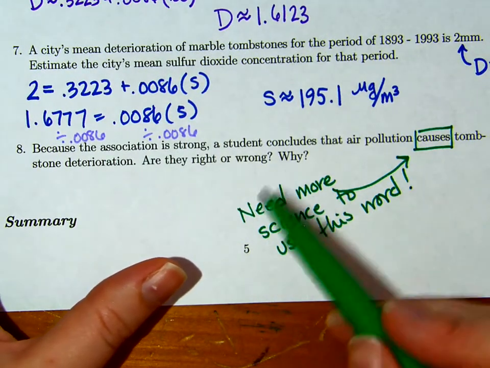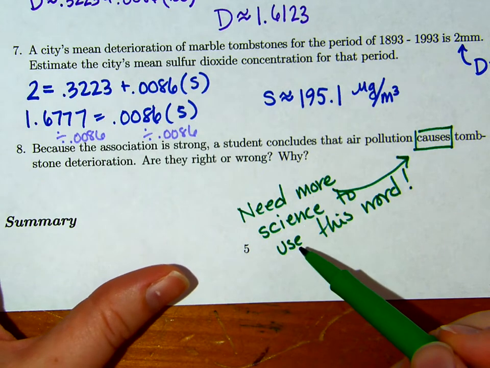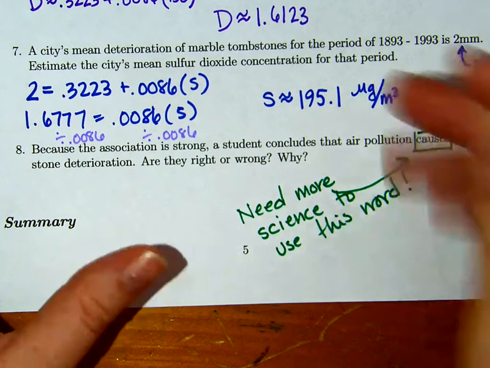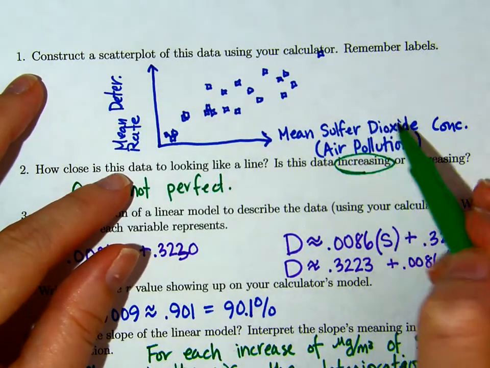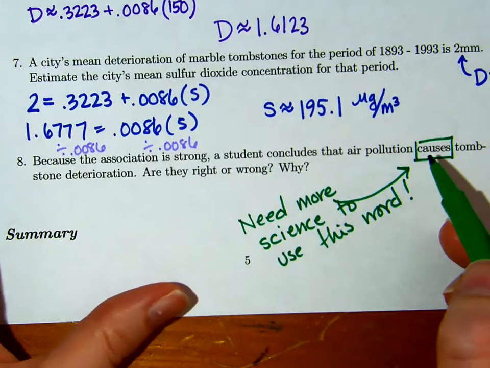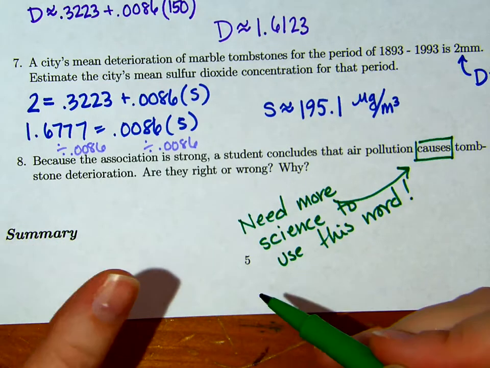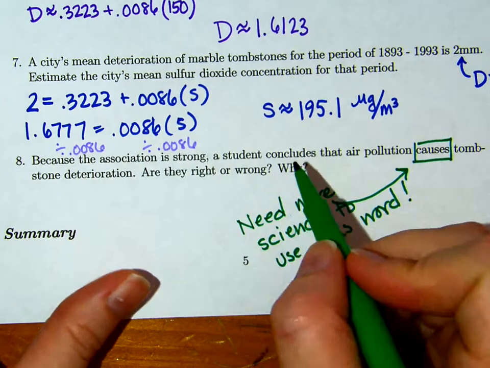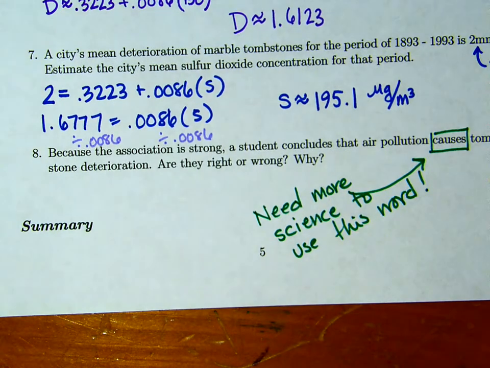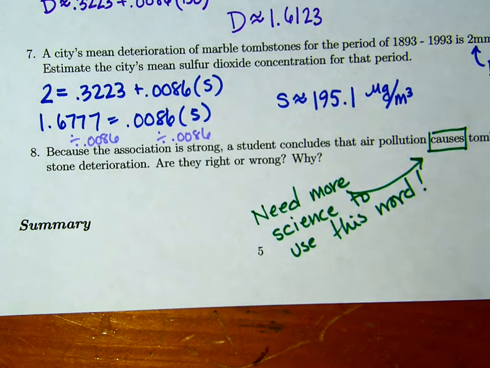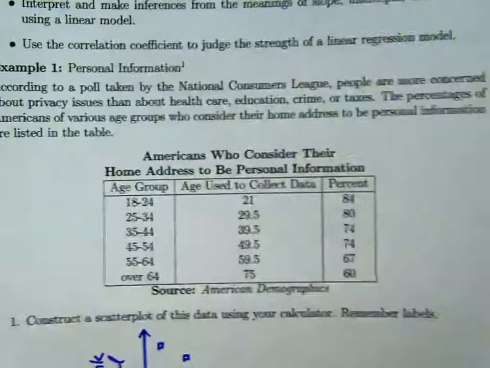Do you have some chemistry to tell me that it's more than just a correlation, that there's some kind of reaction that happens when you put sulfur dioxide with marble, and that causes one to go up or down as the other one changes? So this word causes, it needs more science to back up that word. Okay, so be careful with your language. You can say correlated, and I'd be happy. But you say the word causes, and I'm going to be like, oh, are you sure?